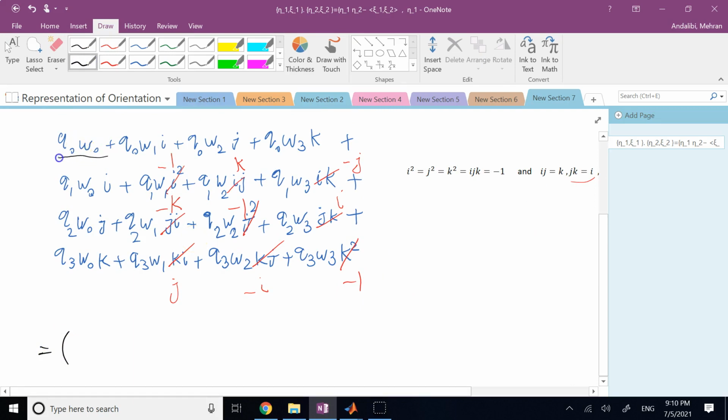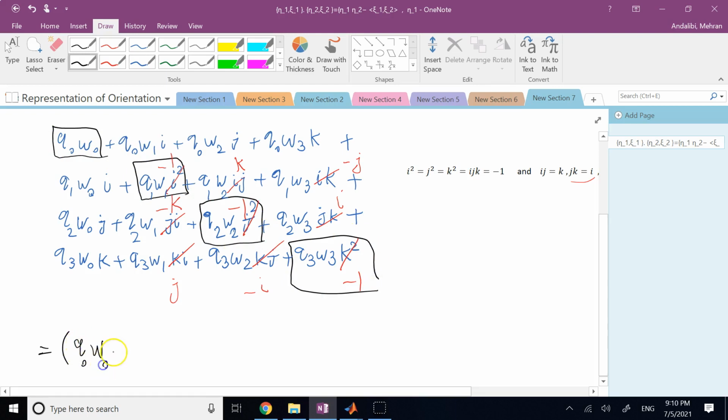I, J, or K. And this includes this one, this guy, this one, and this one, the diagonal terms. So it is q0 w0 plus q1 w1 plus q2 w2 plus q3 w3. This is the term with no I or J or K.